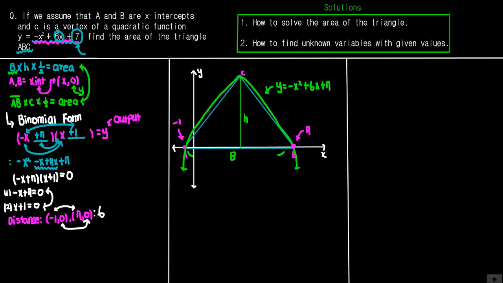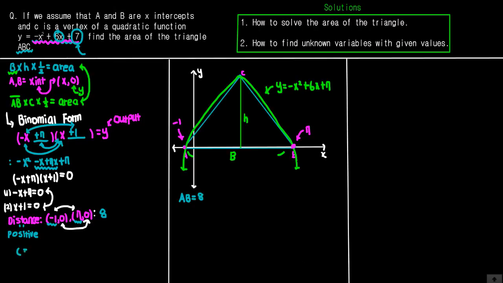Positive 6 is not the right answer because for the distance we only count positive values, which means we need to consider negative 1 as positive 1, and then add 7, which gives us 8. So AB is going to be a positive 8. And we need to find C.